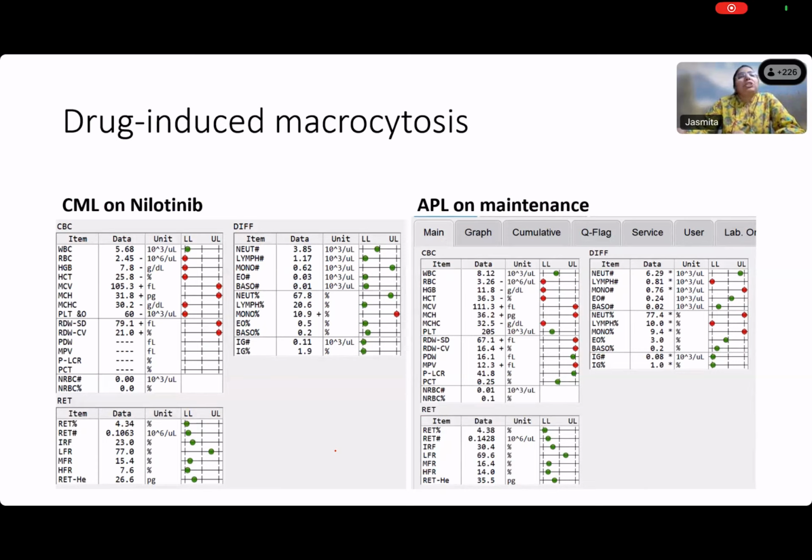So this on the left is a CML patient on nilotinib therapy. In fact, for TKI therapies, very frequently they cause macrocytosis. And this is a patient of acute promyelocytic leukemia on maintenance. You just see macrocytic cells. It's not really very anemic, but you have these macrocytes.